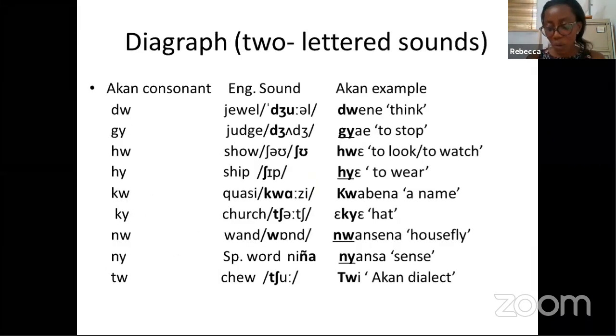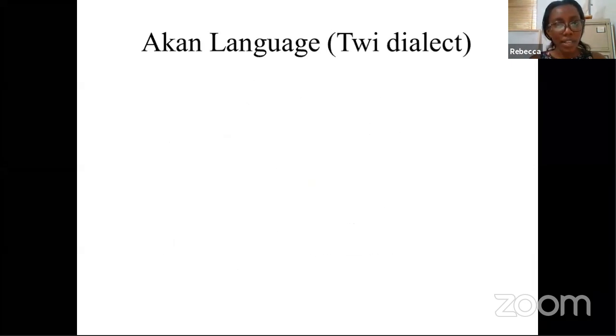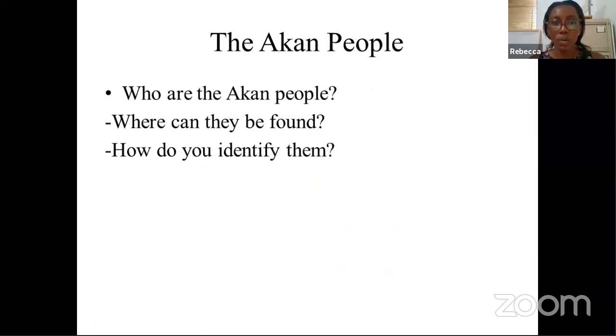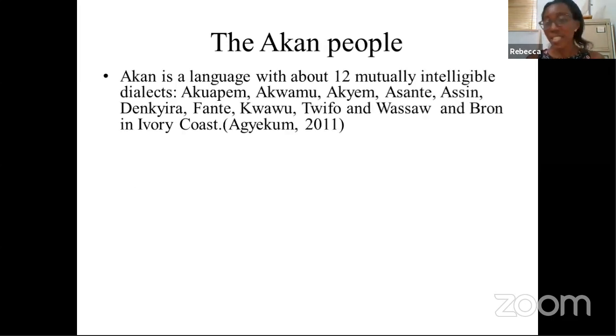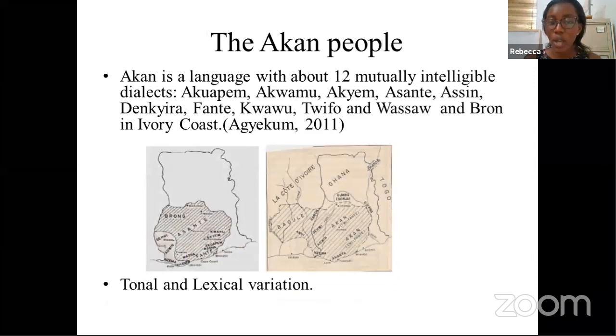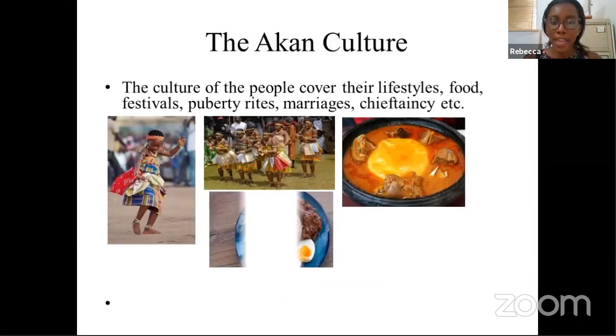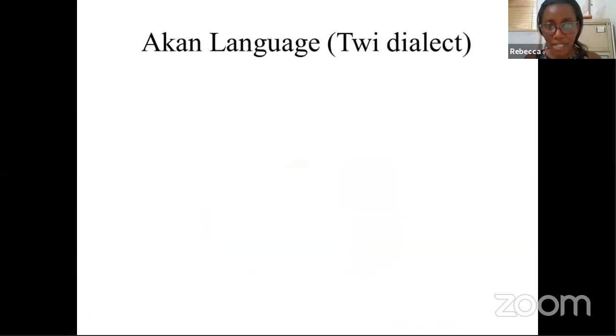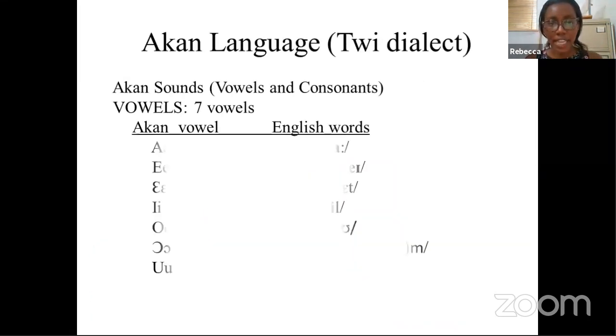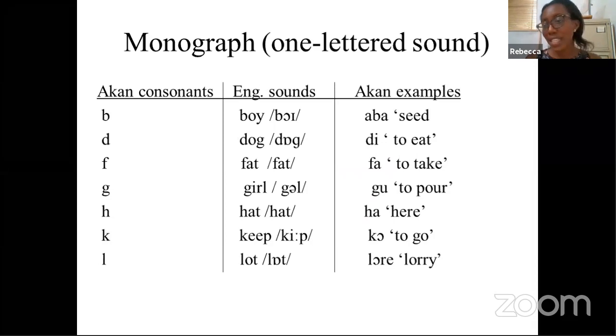So in this class, we've been able to look at the Akan people, who they are, where they come from, where they can be found, how to identify them, and what their culture is. We've looked at their location, their unique cultures, and we've also looked at the vowels and the consonants in the language. So this marks the end of the beginner sample class. And if you want more of these, join my class and you will have a lot to take home.